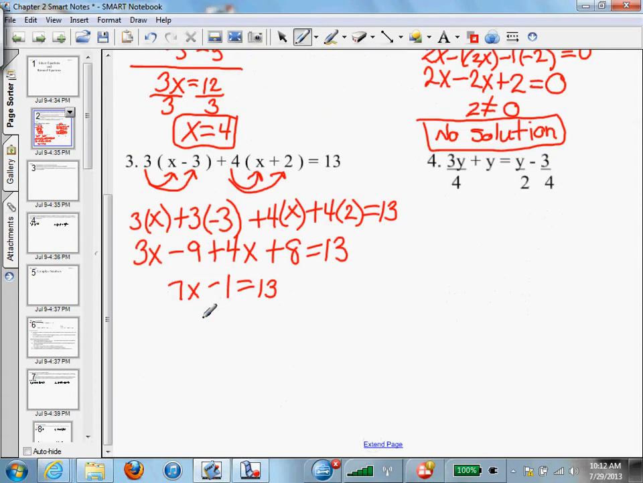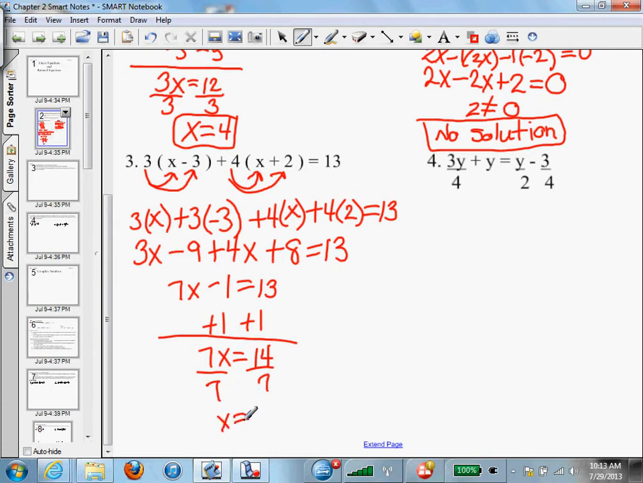Okay, so to get stuff away from x, we have to work farthest away from it. So this negative 1, we want to add 1 on both sides. So 7x is equal to 13 plus 1, or just 14. Finally, getting x by itself, divide by 7, the coefficient of x on both sides of the equation. So you're left with x equals 14 over 7, or x is just equal to 2.